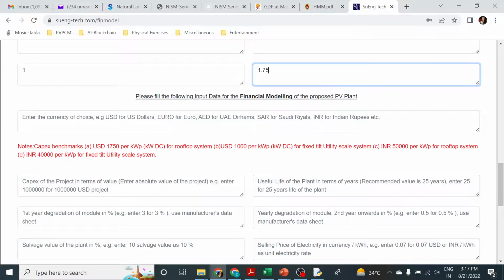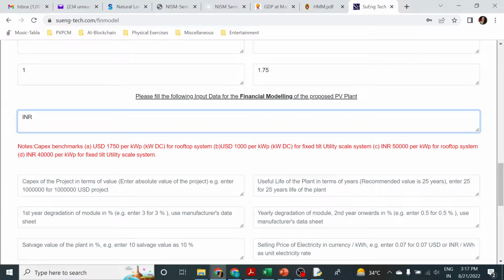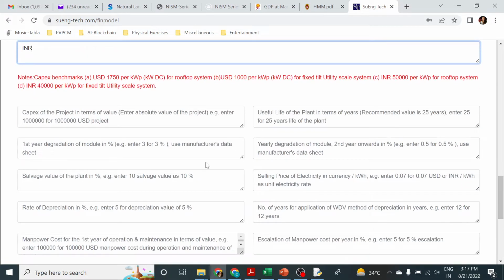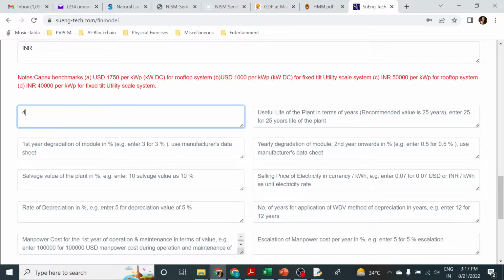Then what will be my currency? It will be INR. Then project specific data, financial data. So I put 4.8 crore.